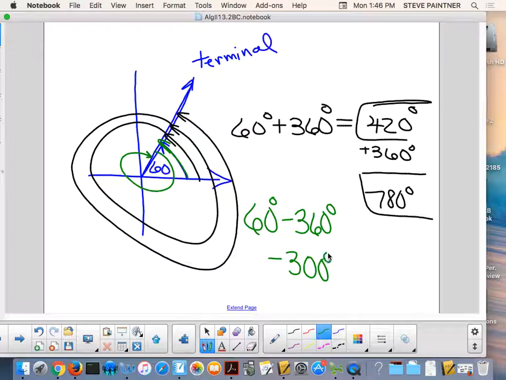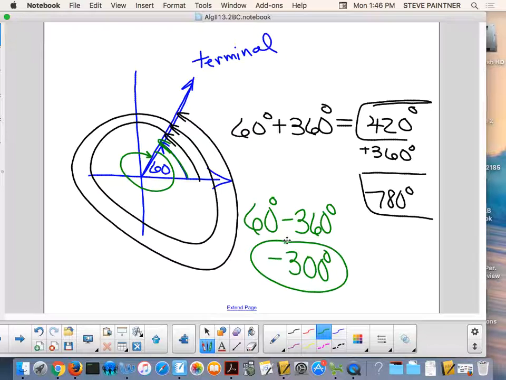Wouldn't this also be the same? A -300 is the exact same as a 60. So is a 420, so is a 780. So how many answers are there? Yeah, it goes on forever. But why do we do this?